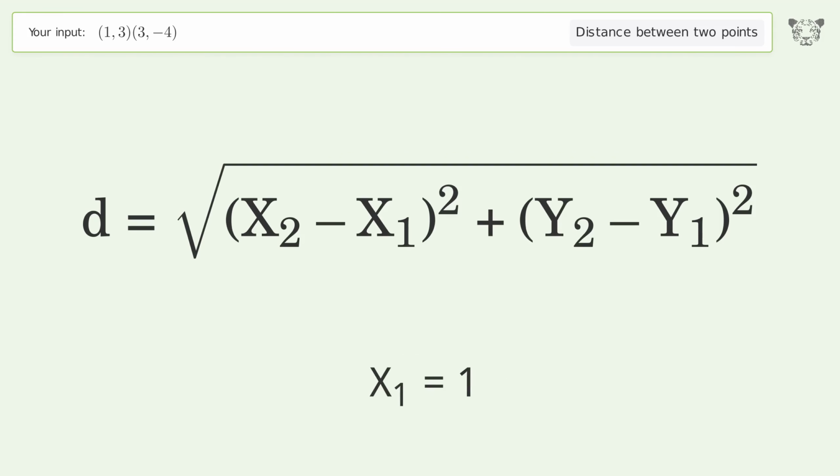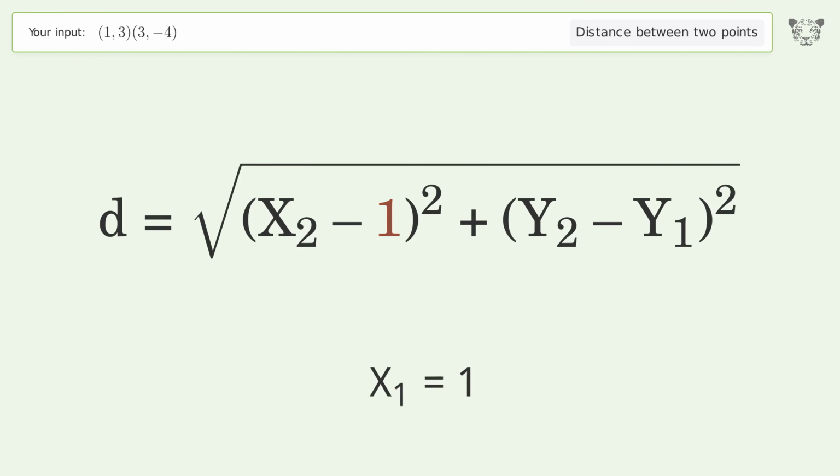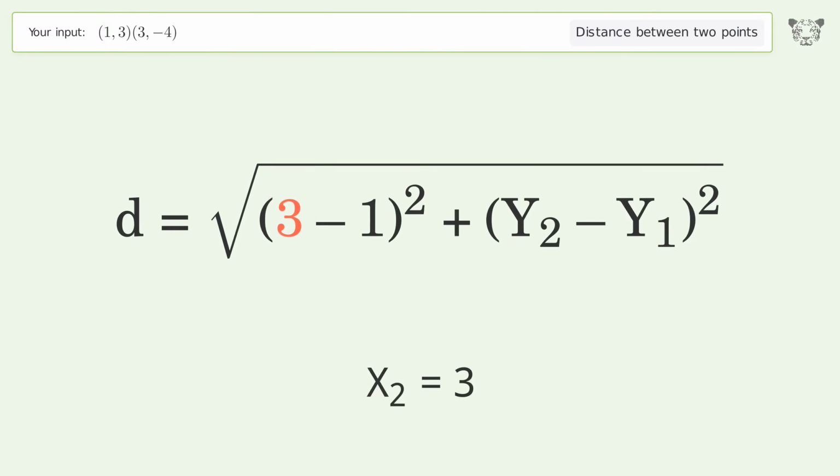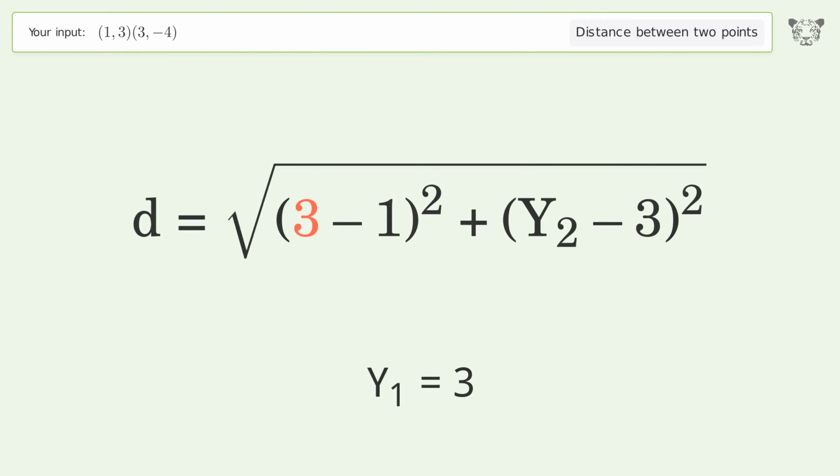x1 equals 1. x2 equals 3. y1 equals 3. y2 equals -4.